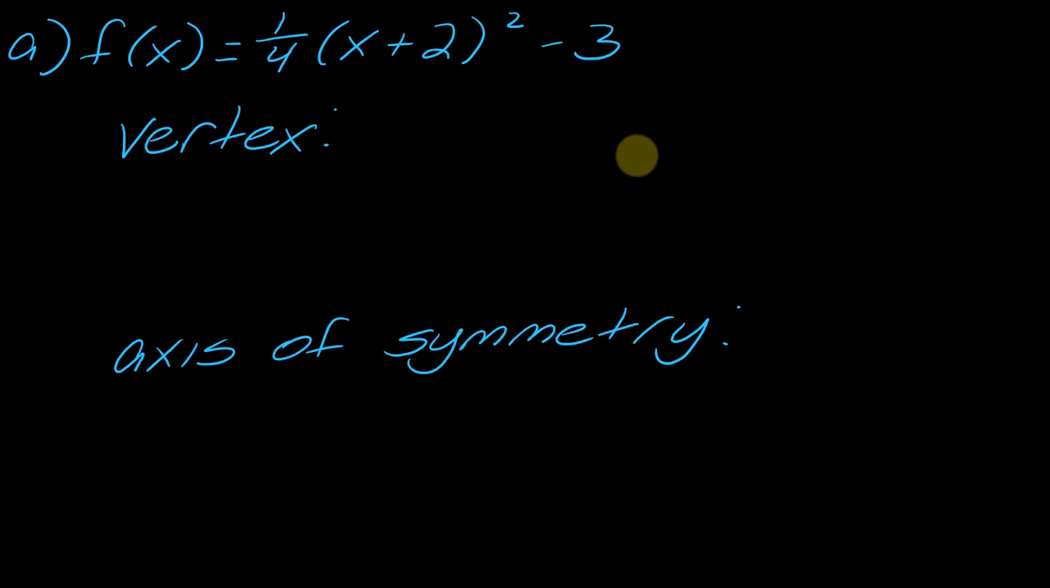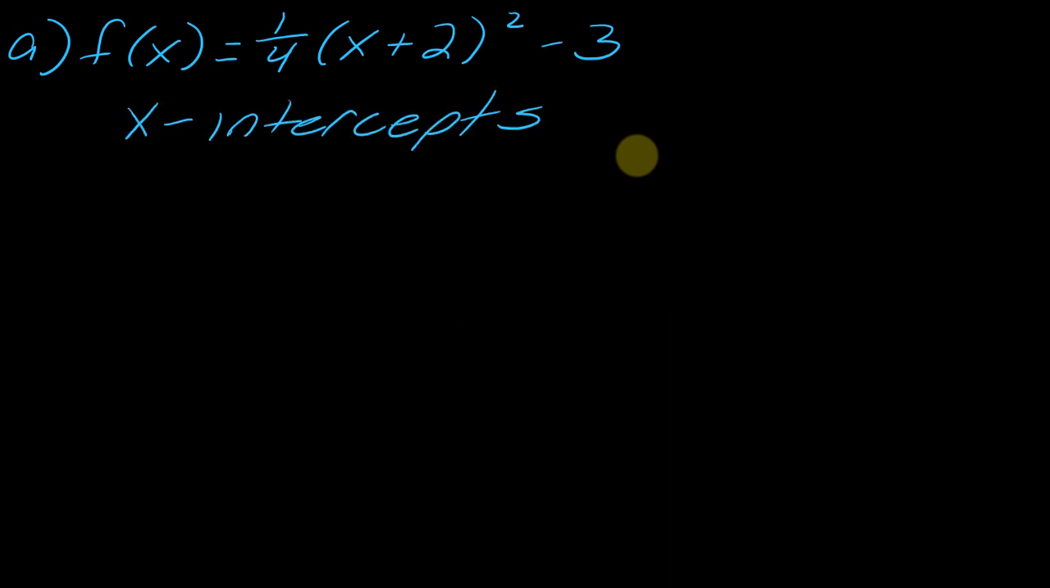Okay, so for this next one, my vertex is negative 2, negative 3, and my axis of symmetry is negative 2. Okay, so now for my x-intercepts. I need to set this whole thing equal to 0.